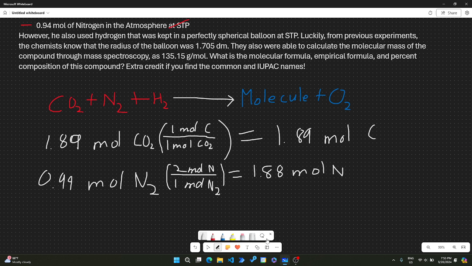Well, that's great and all, but now we need hydrogen. Now for hydrogen, all we know is that it was in a balloon with a radius of 1.705 decimeters. Well, how do we get moles from that? Well, we also know that the gas was at STP.